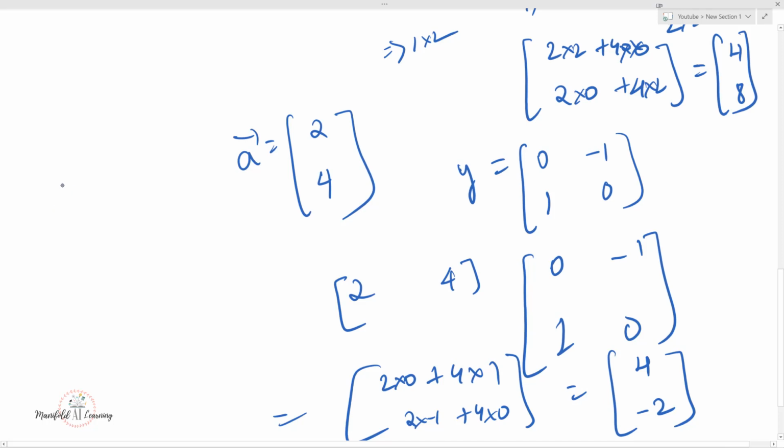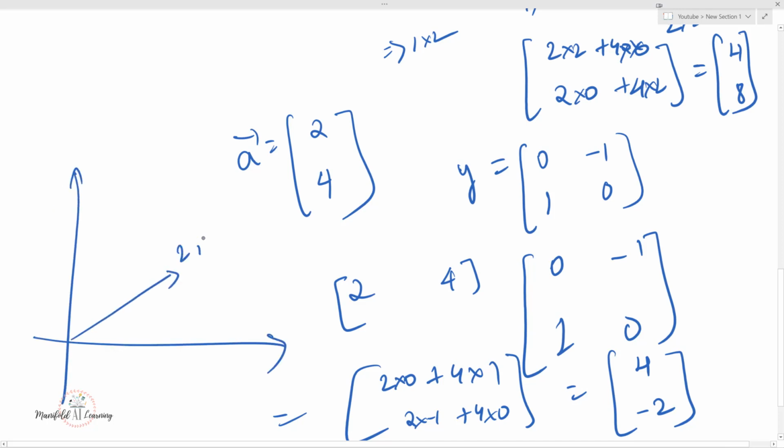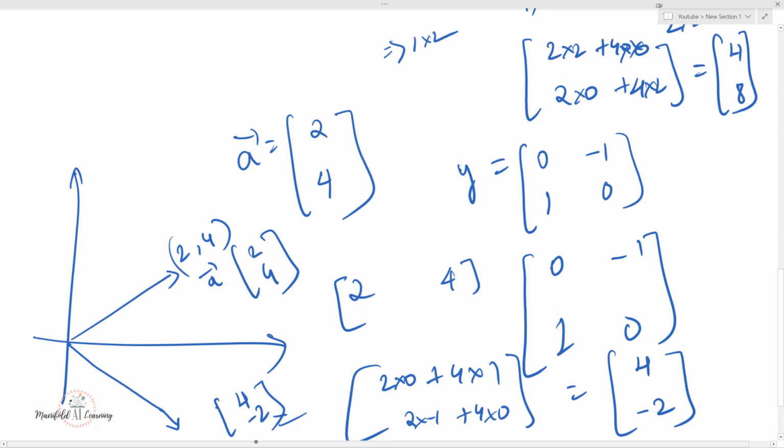Now let's create the plot. My original vector was 2, 4. Let's assume this is where my 2, 4 is present, so I'll say vector A, 2, 4. And here it says 4, minus 2. So 4 will be somewhere over here, and then minus 2 will be somewhere over here. It would be of the shape something like this. So this is where my 4, minus 2 is present.